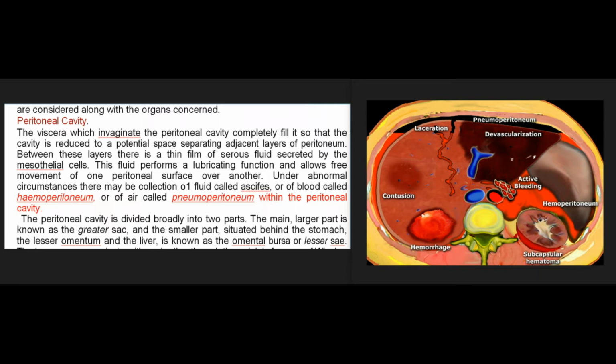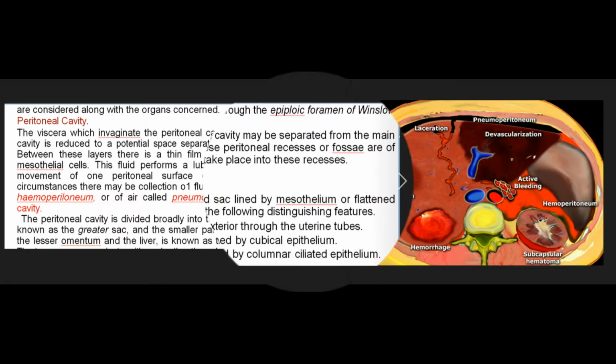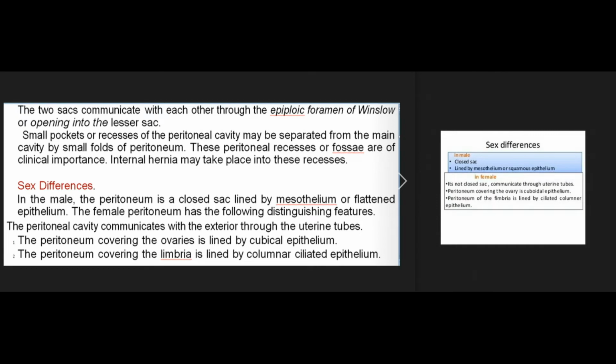The peritoneal cavity is divided broadly into two parts. The main, larger part is known as the greater sac, and the smaller part, situated behind the stomach, the lesser omentum and the liver, is known as the omental bursa or lesser sac. The two sacs communicate with each other through the epiploic foramen of Winslow or opening into the lesser sac. Small pockets or recesses of the peritoneal cavity may be separated from the main cavity by small folds of peritoneum. These peritoneal recesses or fossae are of clinical importance. Internal hernia may take place into these recesses.